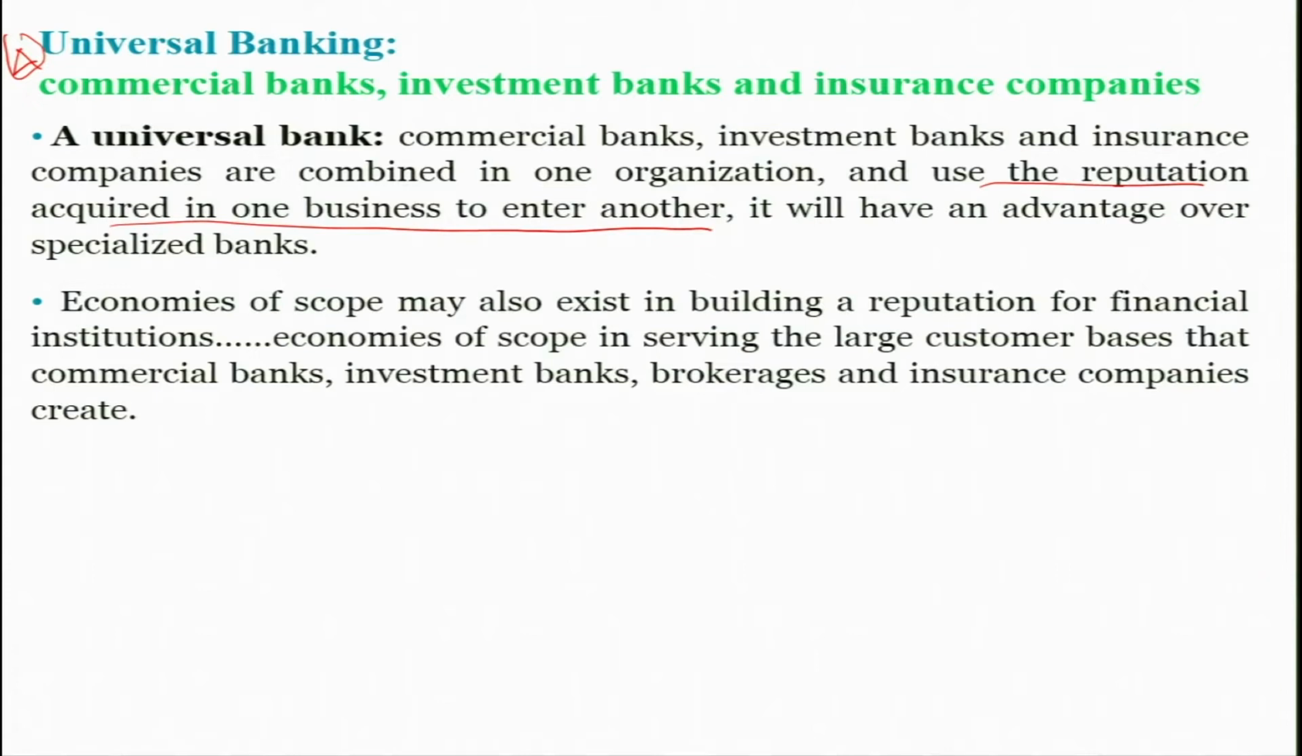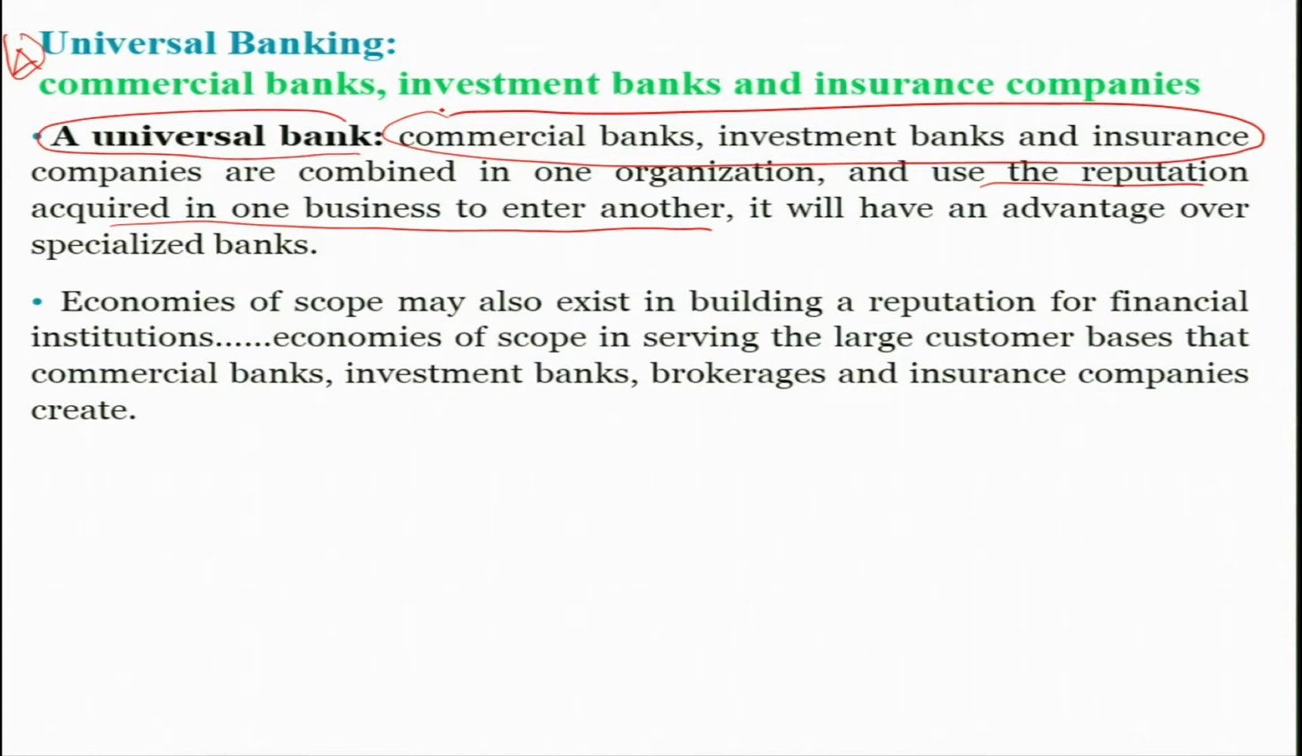As compared to a specialized bank that is only doing commercial banking or only agriculture banking, a universal bank combines all these activities together, and from this it makes use of economies of scale and economies of scope to maximize its profit. However, this process involves conflict of interest. The economies of scope may also exist in building a reputation for financial institutions, and in serving the large customer bases that commercial banks, investment banks, brokerage and insurance companies create.